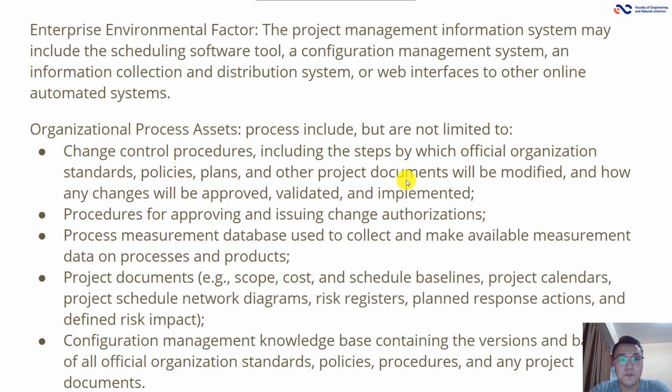Enterprise environmental factors. The project management information system may include a scheduling software tool, a configuration management system, an information collection and distribution system, or a web interface to other online automated systems. Organizational process assets include change control procedures for approving changes, process measurement database, project documents, configuration management knowledge.